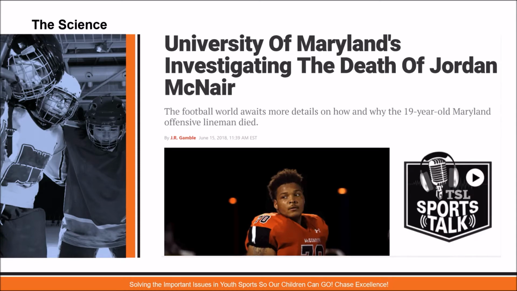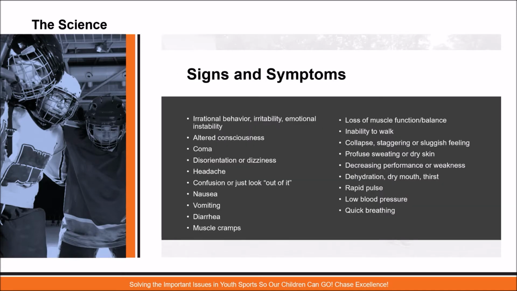The heat. Most of you in Think Tank are aware of what happened at University of Maryland and the death of Jordan McNair. What are the signs and symptoms of heat exhaustion? You can see irrational behavior, altered consciousness, coma, disorientation and dizziness, headache, confusion, nausea, vomiting, diarrhea, muscle cramps, and you can read the rest. Become familiar with these, and most important is pay attention to your athletes.